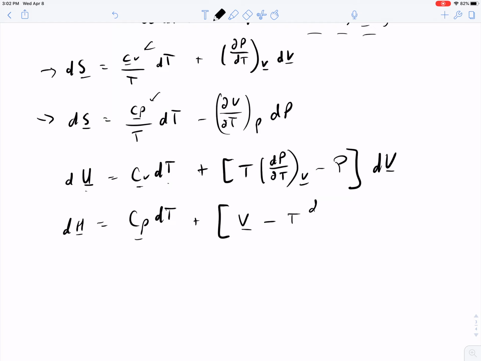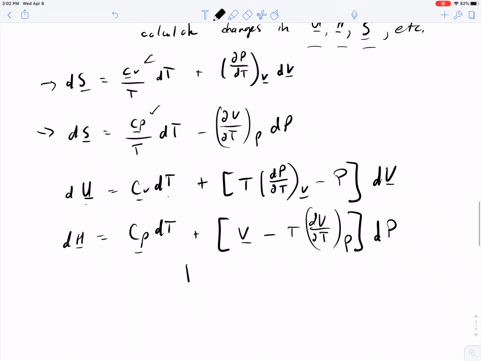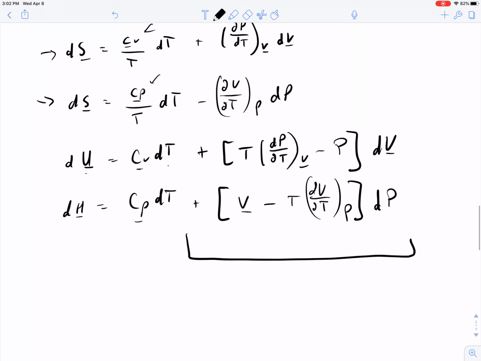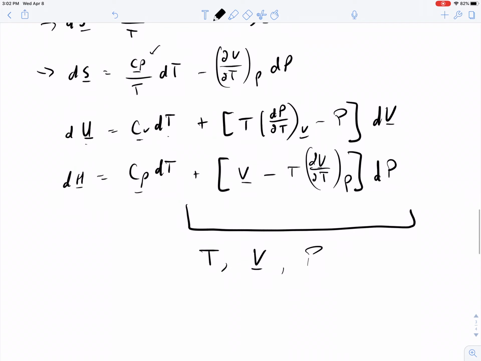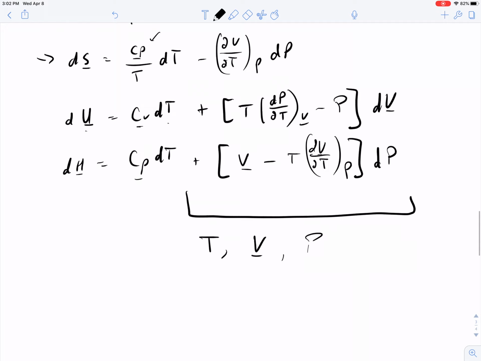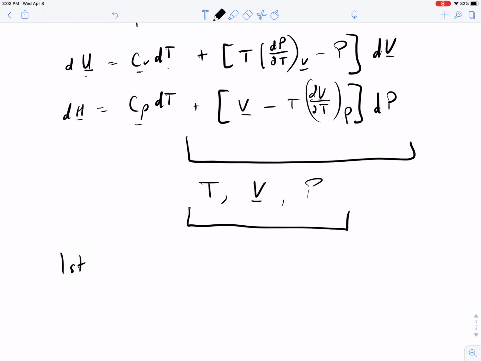And you'll see in all of these cases, the point that I'm trying to make is that on the right-hand side of all of these equations, you see three variables constantly show up: temperature, specific volume, and pressure, over and over and over. So we need some sort of relationship between temperature, volume, and pressure. And the first of those, of course, is the one you're all familiar with, the ideal gas law.